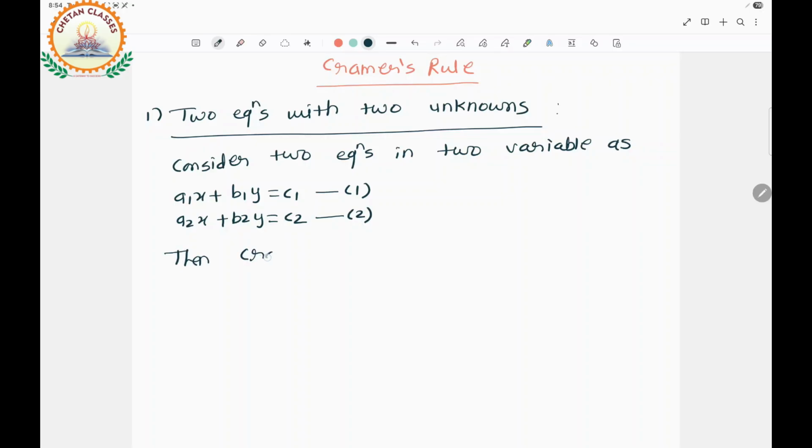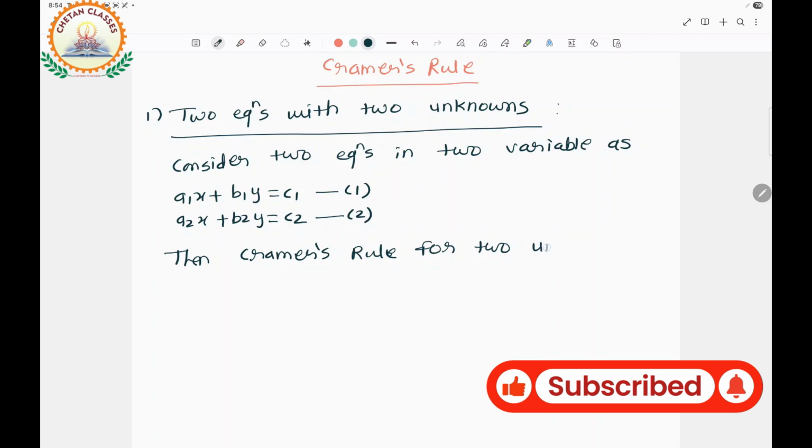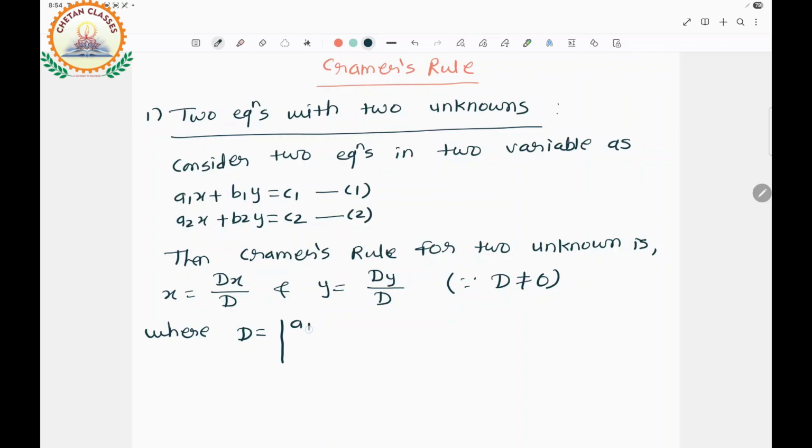Then Cramer's rule for two unknowns is x is equal to dx upon d and y is equal to dy upon d. Here note d is not equal to 0, where d means determinant of a1, b1, a2, b2. It means d means determinant of coefficients of x and y.